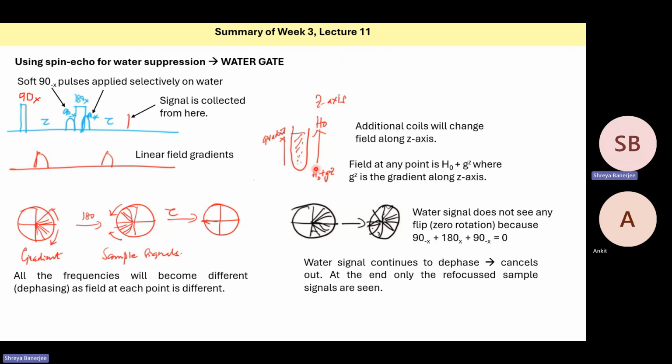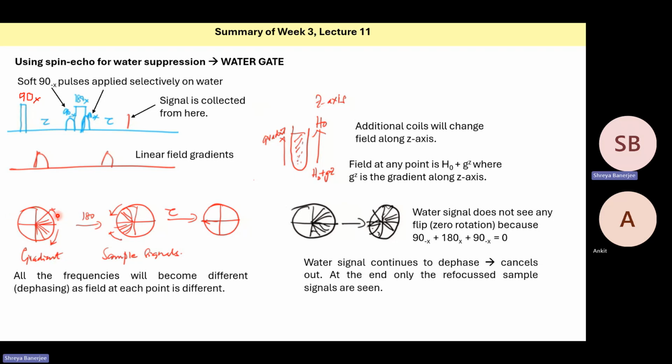So what will happen? After the 90x pulse, all your signals, whether it is water or your sample, will come in the xy plane. Here the xy plane is shown. Now the red one is the sample. So let us first look at the sample signal.